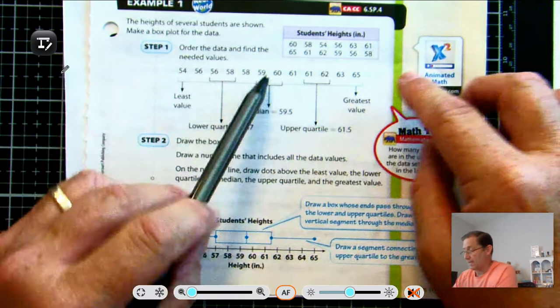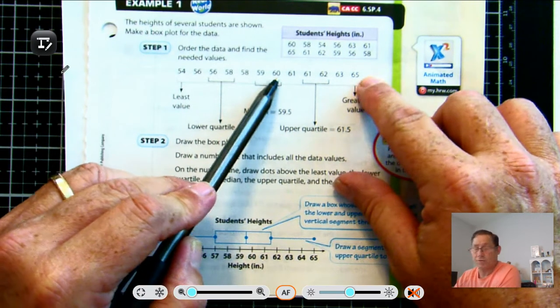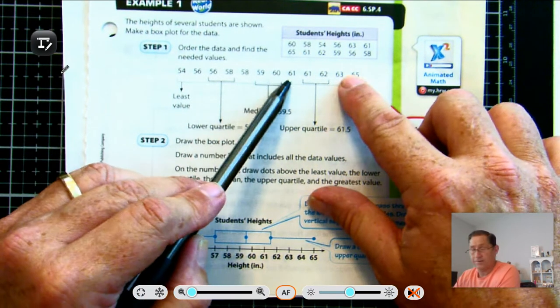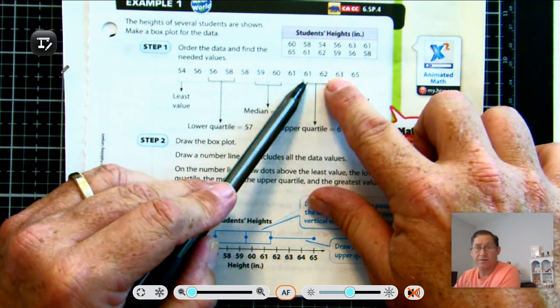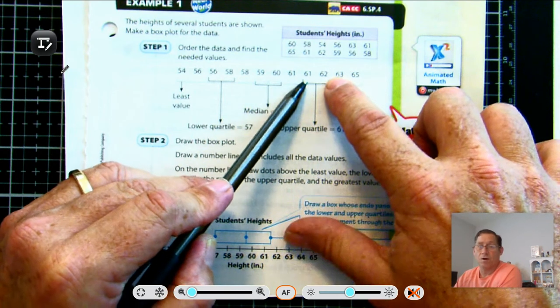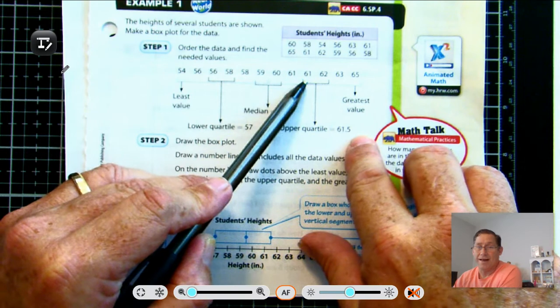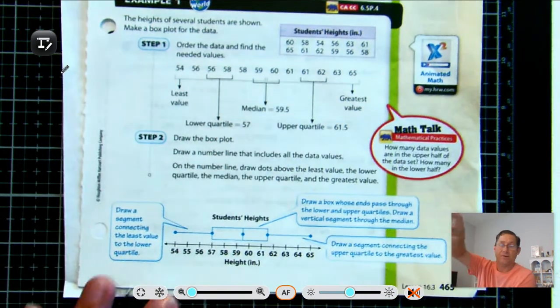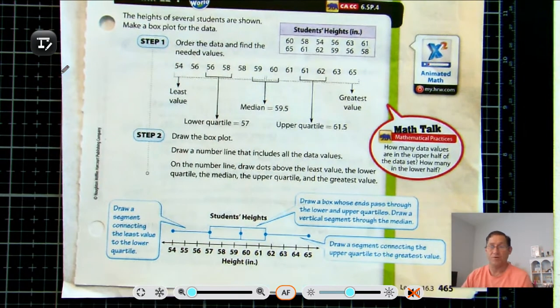And then the upper quartile, 60 to 65, we take off the ends, take off the next two, and we notice that we're left with 61 and 62. So our upper quartile is 61 and a half. Okay, so now we found all 5 values.